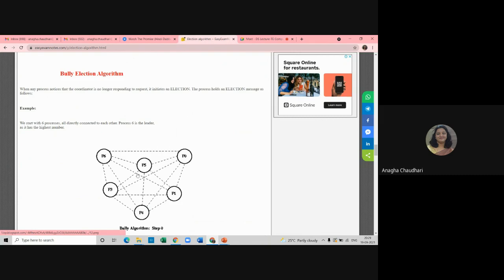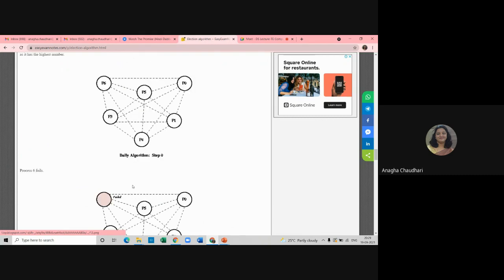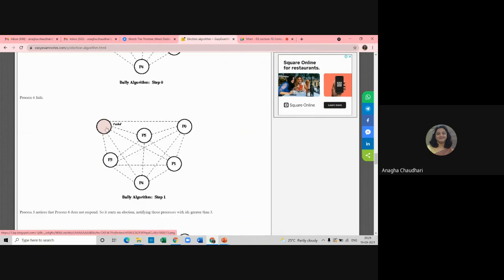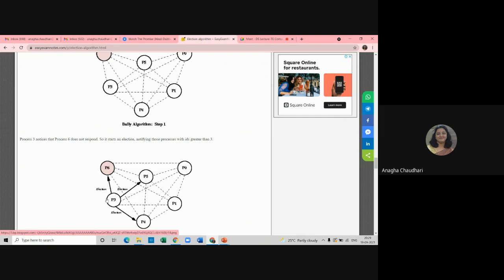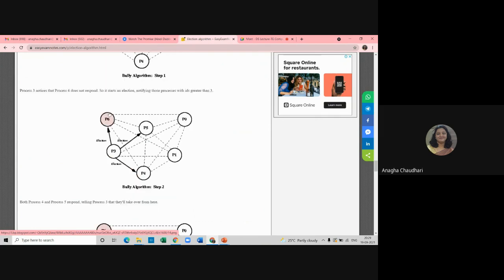Now, the Bully election algorithm. Again, we have 6 processes, all connected to each other. Why? Because we are going to use the process numbers or IDs when the election is called, right? Now, process 6 fails. Again, process 3 comes to know that 6 is not responding. So 3 will call the election, but that election message will be sent only to 4, 5, 6, whose process numbers or IDs are greater than 3, right?